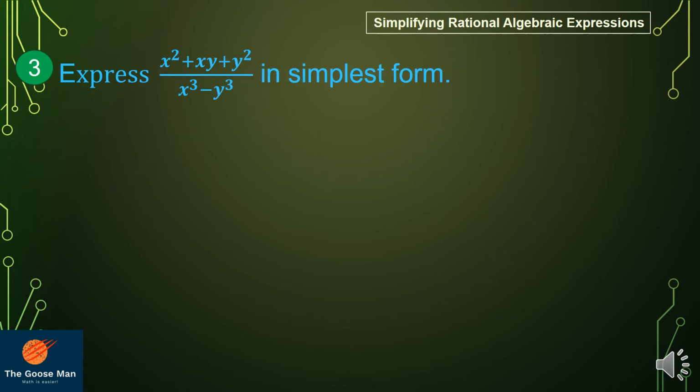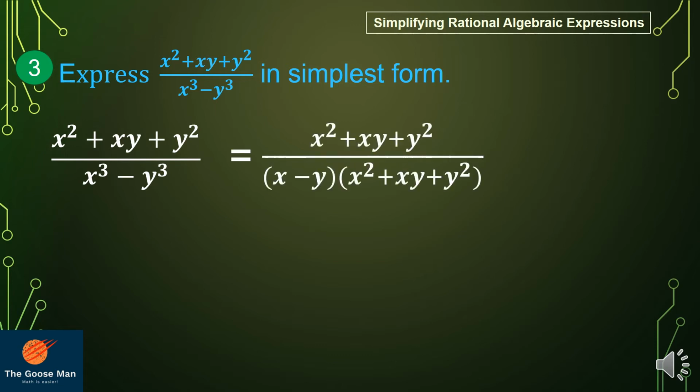Let us now consider the third example. Express x squared plus xy plus y squared all over x cubed minus y cubed in simplest form. Observe that the numerator is already a prime factor. It means that there is no number that can divide this expression except 1. However, the denominator is actually in the form of a difference of two cubes. So the numerator is simply x squared plus xy plus y squared.